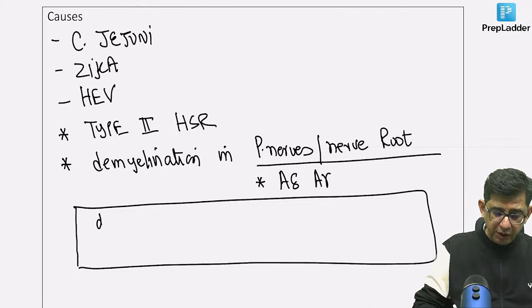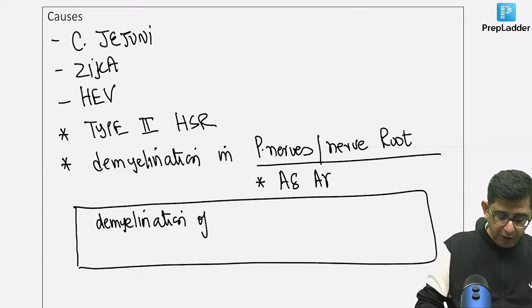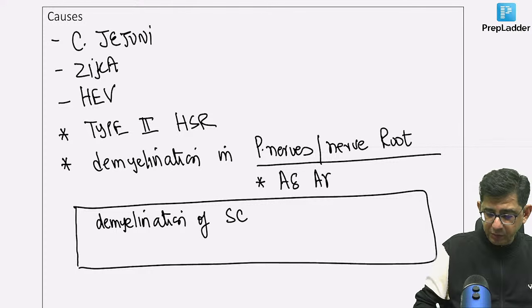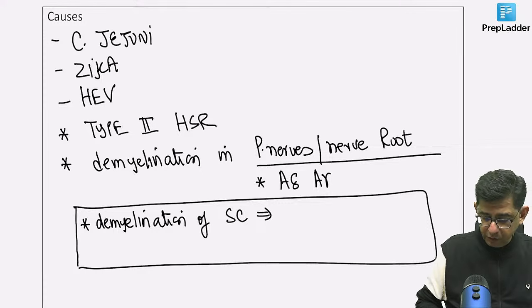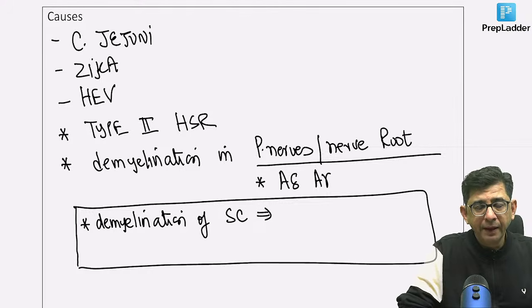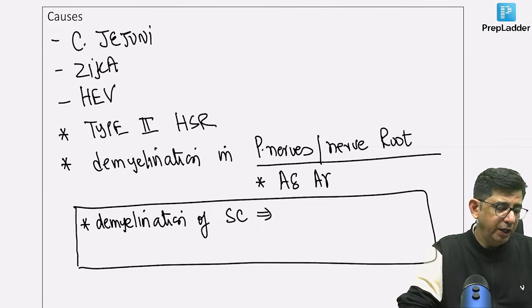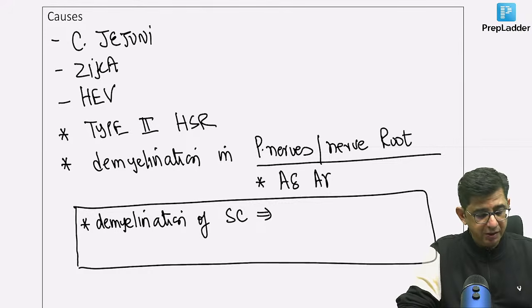You have to comment in the chat box with respect to the demyelination part. If you are having demyelination of the spinal cord, what is the disease called? Demyelination of the spinal cord is called as... The hint is in this condition, anti-aquaporin 4 antibodies would be present.